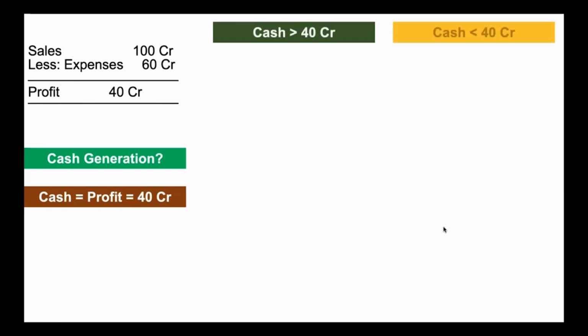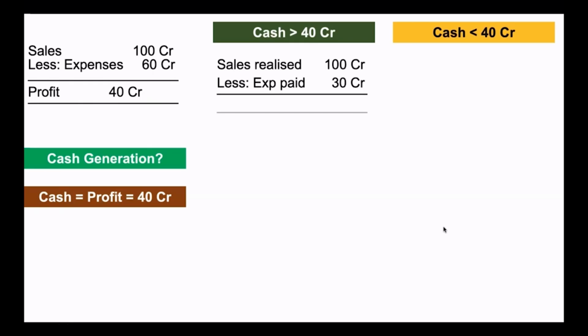The cash generation can be equal to profit when they have realized their entire sales of 100 crore and paid their entire expenses of 60 crore. It means 100 crore had come in and 60 crore had gone out. So the profit will be equal to cash. But it can also be greater than 40 crore. It can also be less than 40 crore. It can be greater than 40 crore when you have realized the entire sales and you have paid only part of the expenses. So here you have cash as 70 crore.